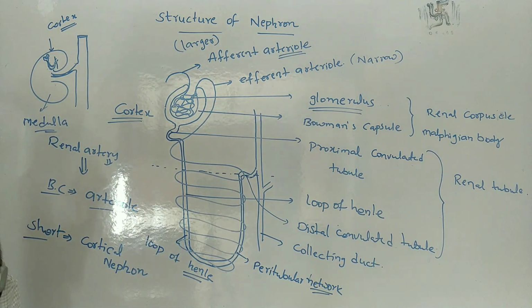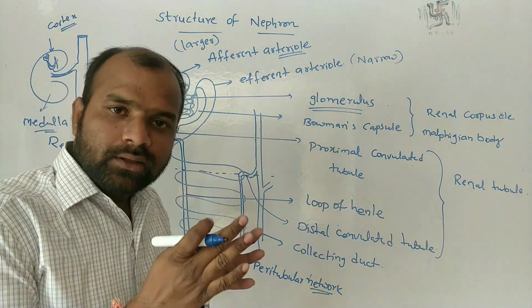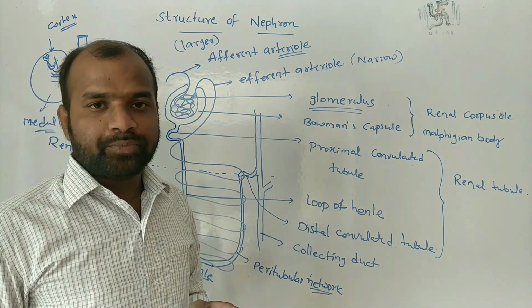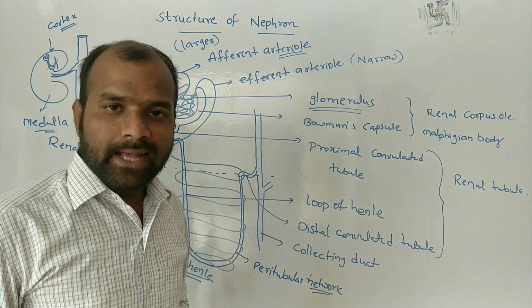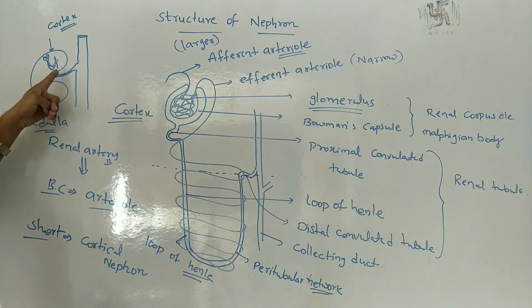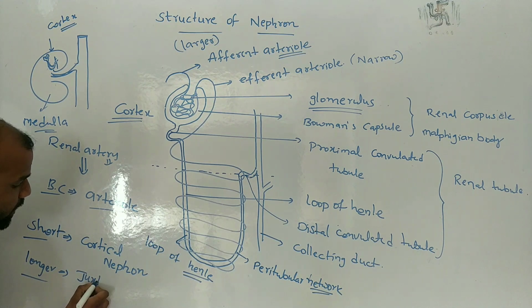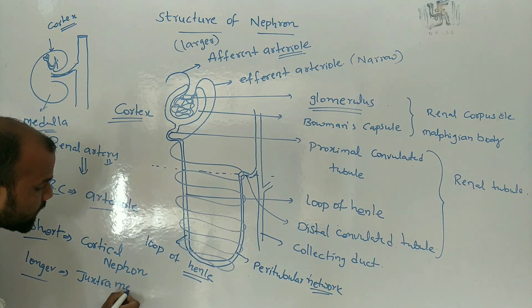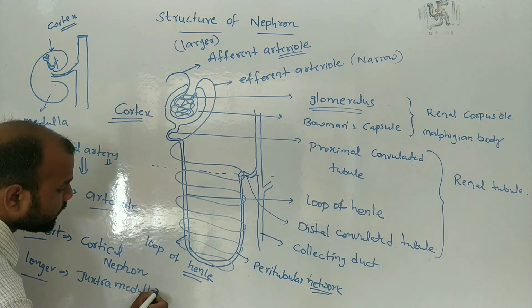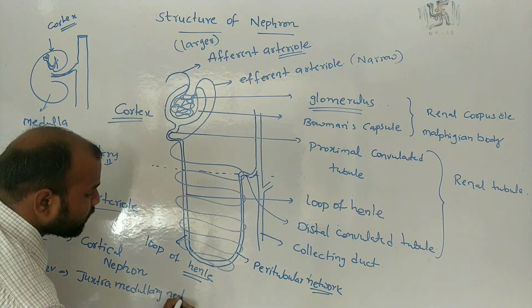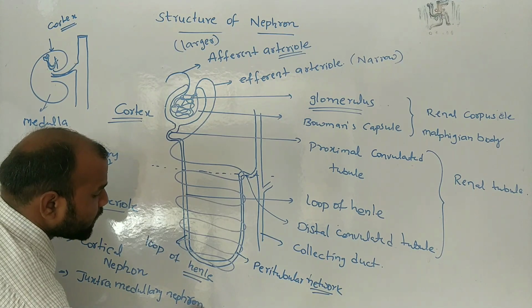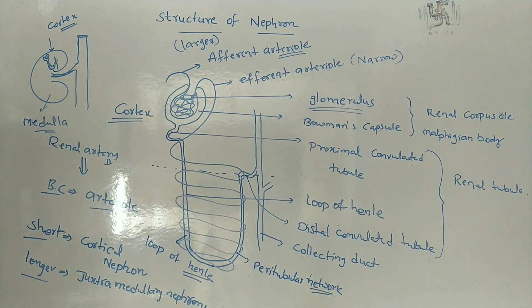Some of the nephrons have a longer loop of Henle, and it is present deeper in the medullary region. These nephrons with the longer loop of Henle are called juxtamedullary nephrons. They are present deep in the medullary region.